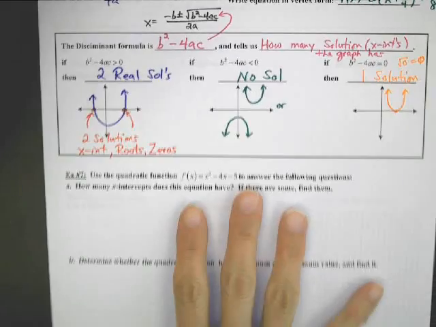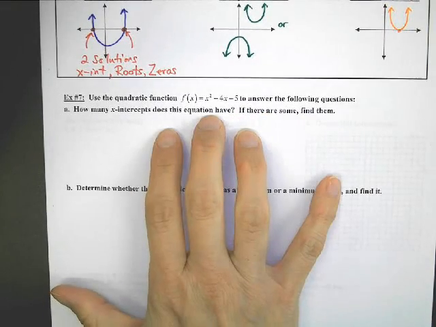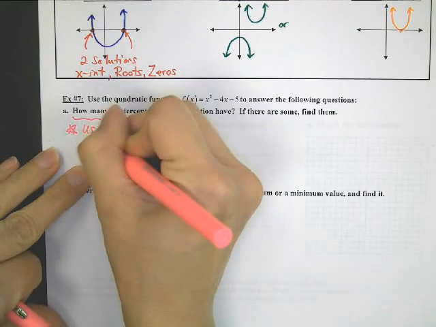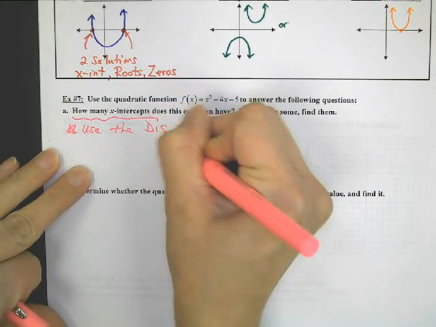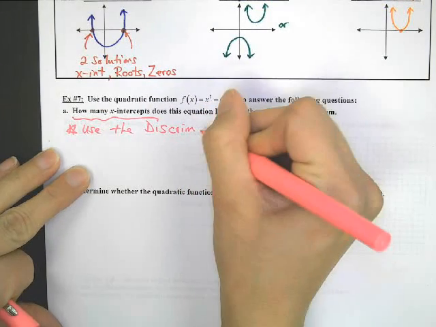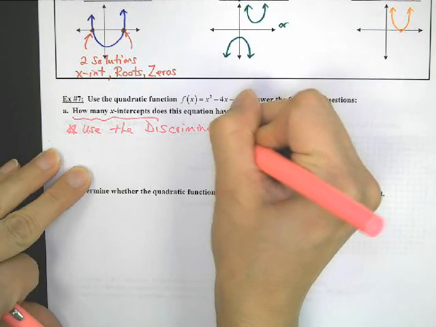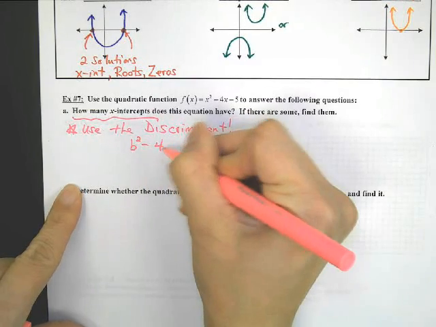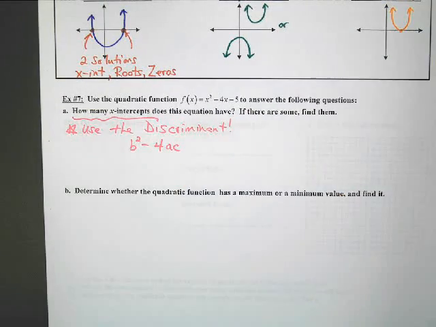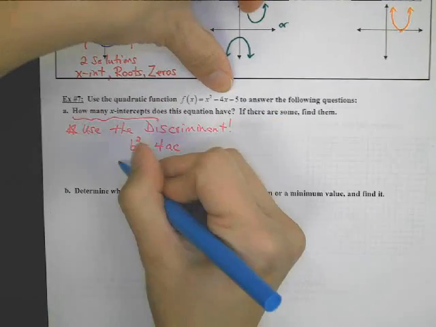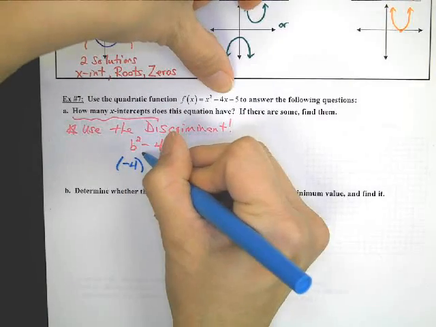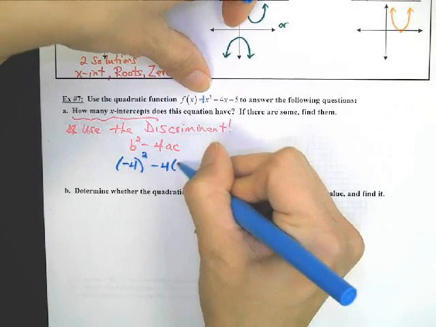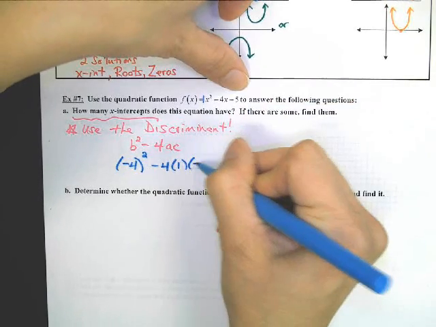Okay, use this quadratic function here. Okay, how many x-intercepts does he have? How many? Well, let's use the discriminant. When it says how many, they want you to show the discriminant work. Use the discriminant. And the discriminant is b squared minus 4ac. So let's look at this problem here. B squared, that would be negative 4 with parentheses squared. Minus 4, give me an a. The a is 1, and the c is negative 5.